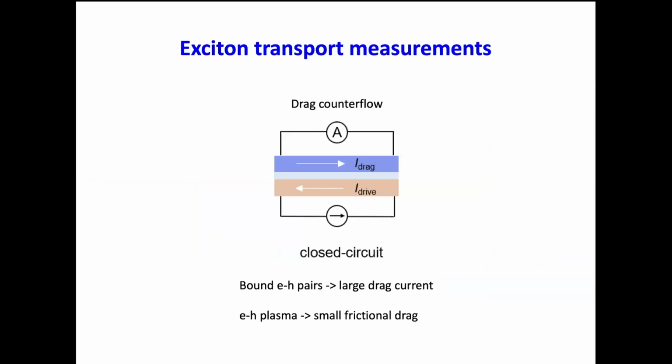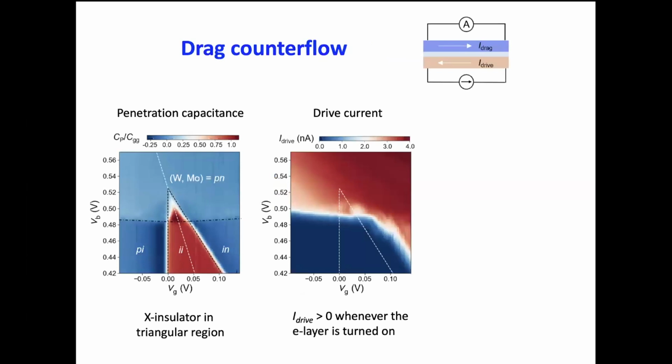All right, so that's what we do here. We do a drag counterflow experiment. We drive a current in the electron layer and measure the current in the hole layer. And if you have bound electron-hole pairs, you basically have perfect Coulomb drag. The drive and drag current magnitudes should be equal to each other. And if you just have an electron-hole plasma, you have a small frictional drag, basically it will be zero in the zero temperature limit.